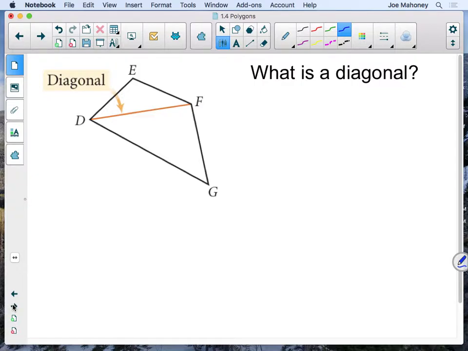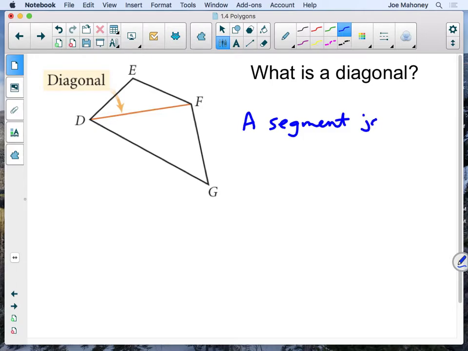So in this quadrilateral DEFG, diagonal DF is drawn. So what's a diagonal? So a diagonal, first of all, it's a segment. Okay? Remember those definitions that we write. We'd say what it is. It's a segment. But it's a special segment.